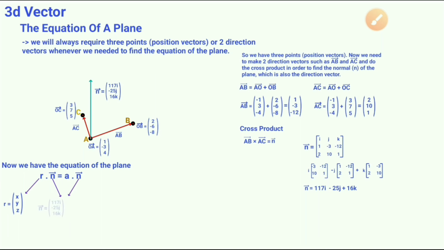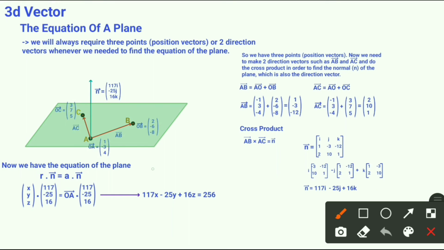Now we have the equation of the plane. Okay, x, y, z. Then you got these. Choose any position vector, OA, OB, or OC. Good. Okay. Here's the thing. r dot n is equal to a dot n. n is the normal vector. Multiplying this, you will get a constant.